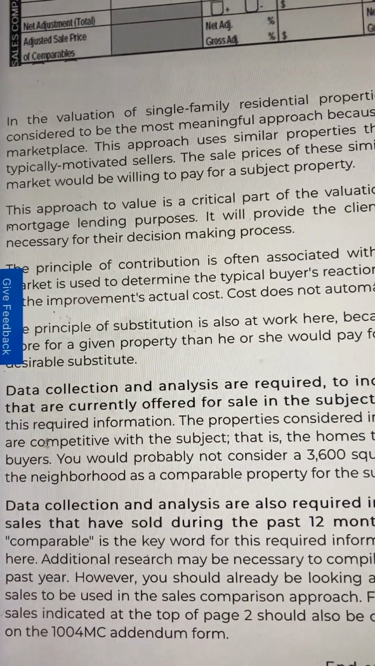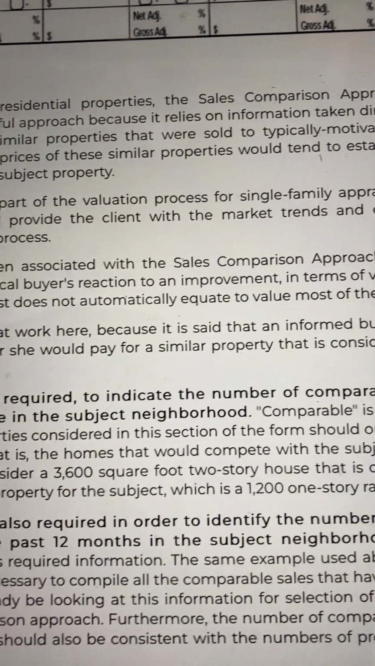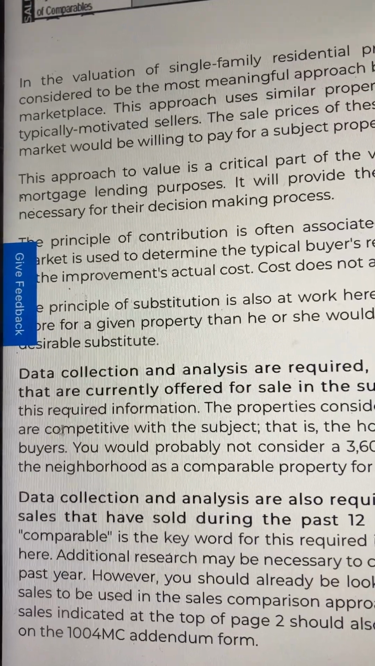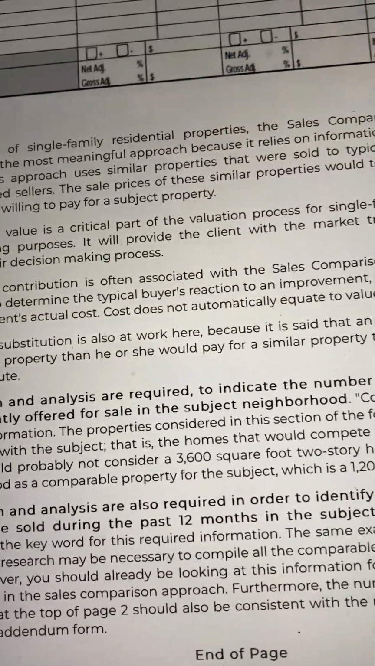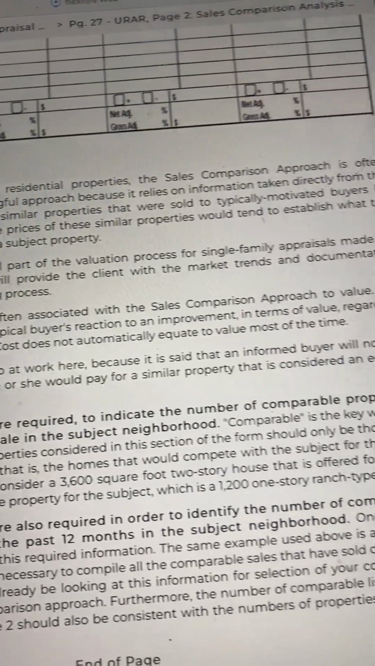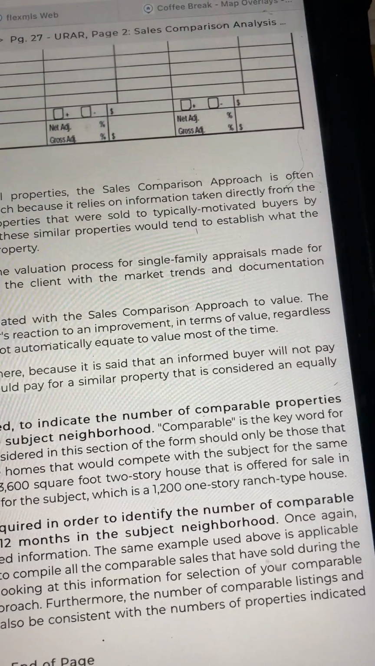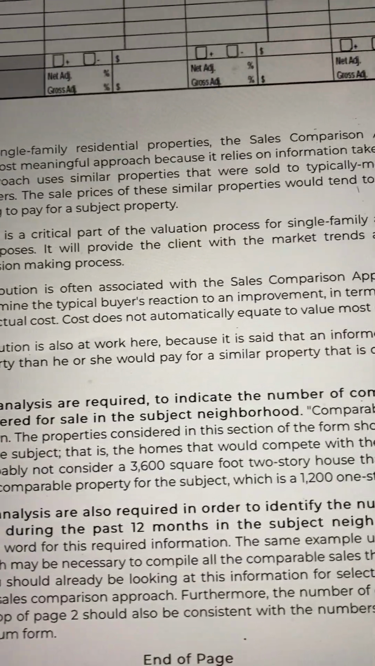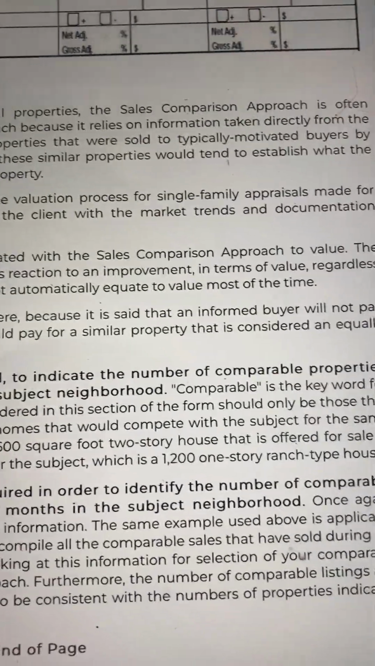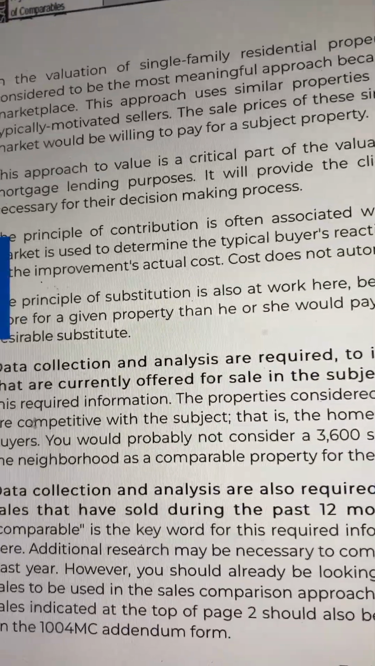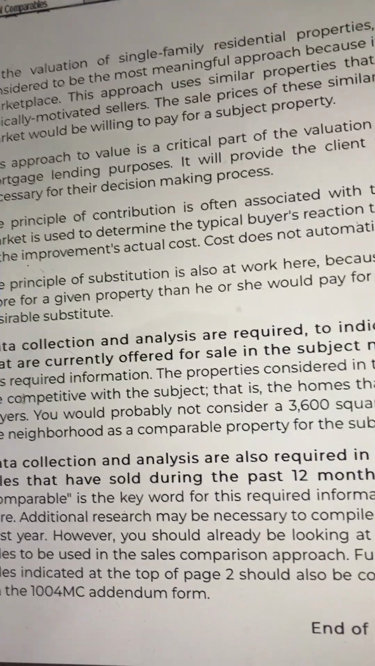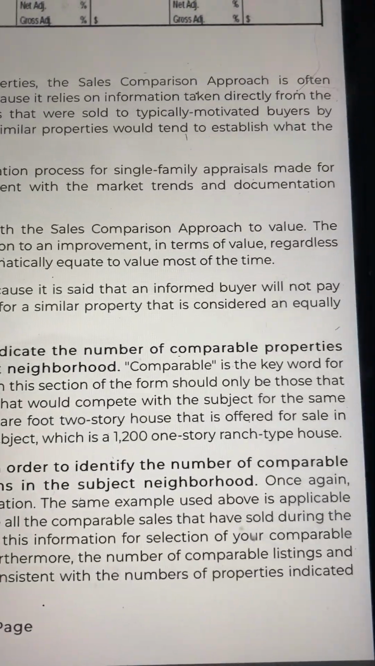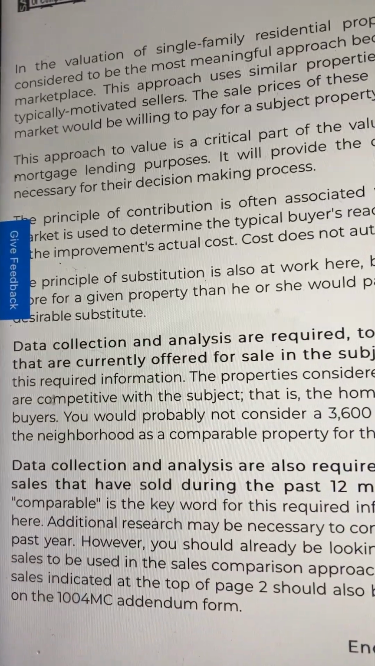Data collection and analysis are also required in order to identify the number of comparable sales that have sold during the past 12 months in the subject neighborhood. Once again, comparable is the key word for this required information. The same example used above is applicable here. Additional research may be necessary to compile all the comparable sales that have sold during the past year.